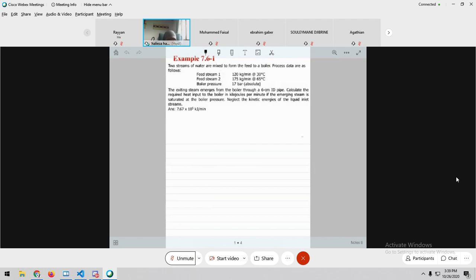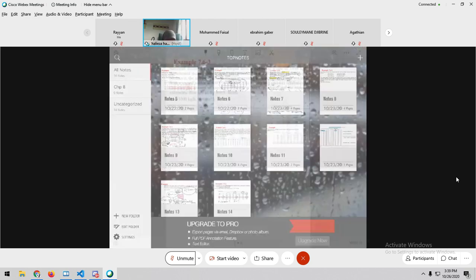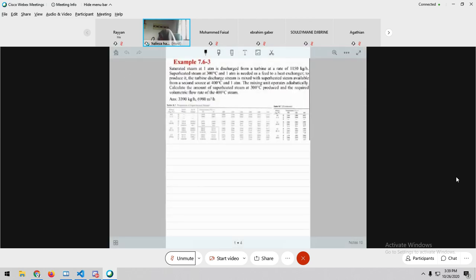Let's see whether we have a shorter example because the time left is about a few more minutes. Let's see. This is 763. The example 763. Is it long or is it short? Let's have a look at the textbook. Oh, that's short. That's a very short one. Okay, let's look at this example then.